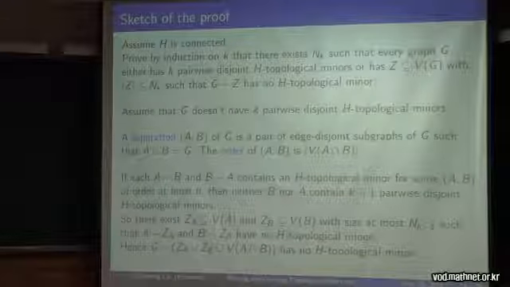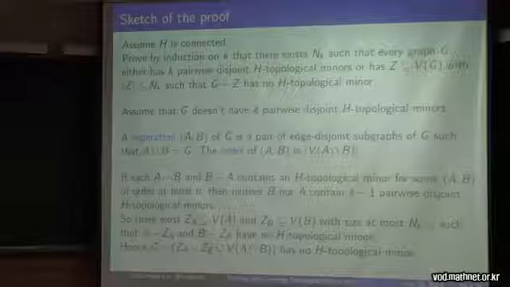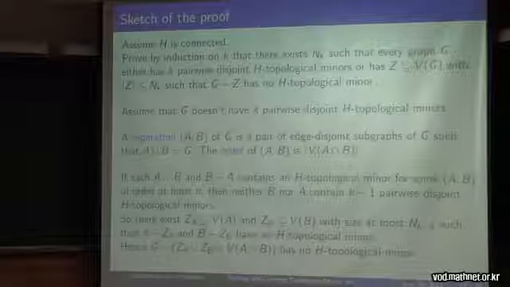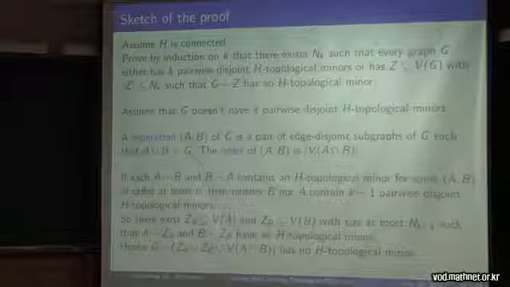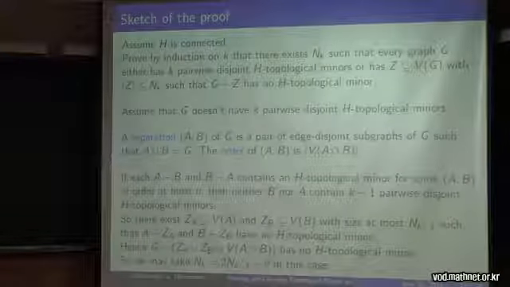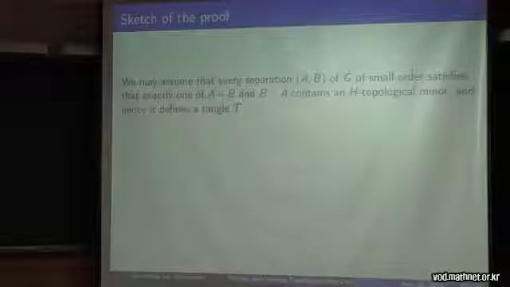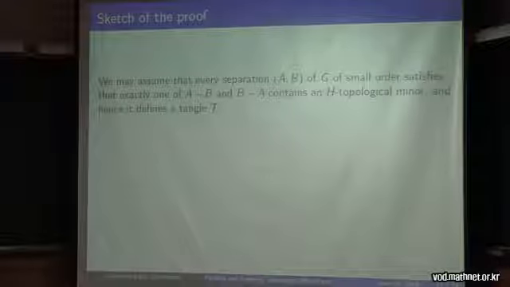So it means that if the easy induction argument doesn't work, then there's no separation of small order that has this property. It means that if I have a separation of small order, then exactly one side contains some topological minors. And in this way, I can define the orientation of the separations, which tells us which side of the separation is important. So for example, if B minus A has a topological minor, it means B is more important than A. So this gives us a tangle structure.